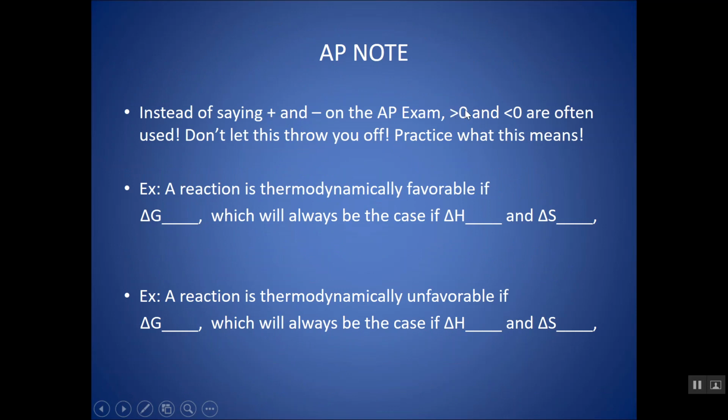And again, as a note, instead of saying positive or negative on the AP exam, often I'll see them write greater than 0 or less than 0. Don't let them throw you off. For some reason, that throws some people off. If delta G is negative, or less than 0, it'll be thermodynamically favorable, and that'll always be the case if delta H is less than 0, negative, and delta S is greater than 0. A reaction is thermodynamically unfavorable if delta G is positive, or greater than 0. And it's always going to be unfavorable if delta H is positive and delta S is negative.